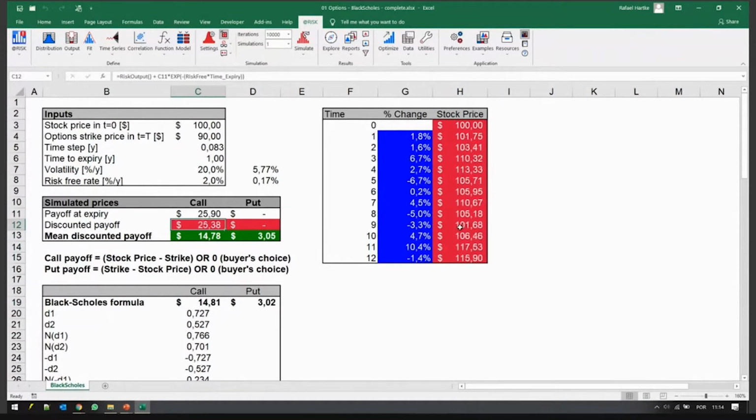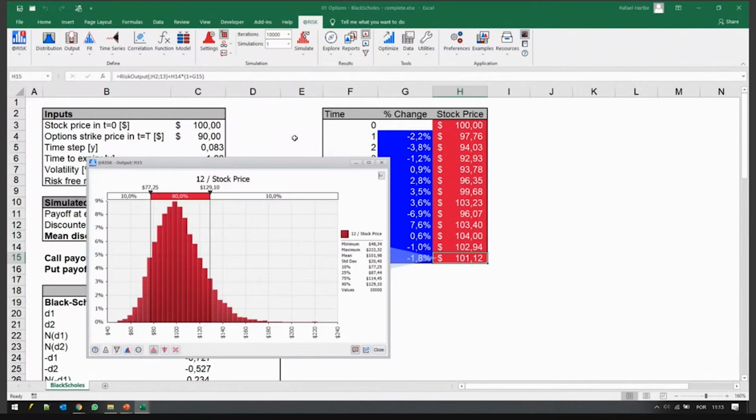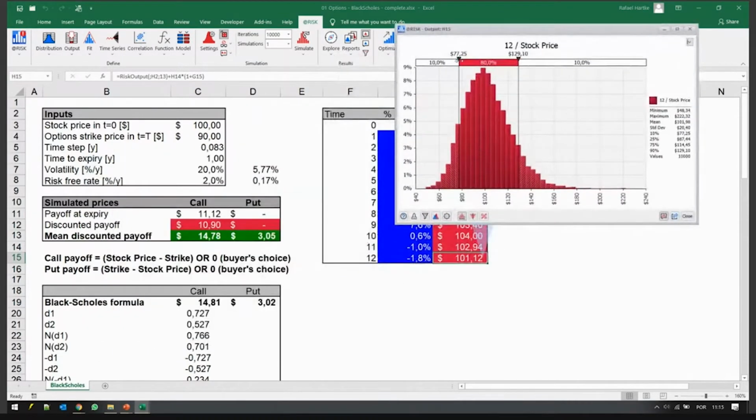What we're creating here are scenarios for the price based on the historical volatility that we observed, on our forecast of volatility, which is based on the historical volatility of 20% of this asset. The volatility, the time to expiration, and the initial price drive the change of prices over time, and they create the distribution of the final price here at the end. If I run a Monte Carlo simulation now, I'll be able to assess the distribution of the final price here.